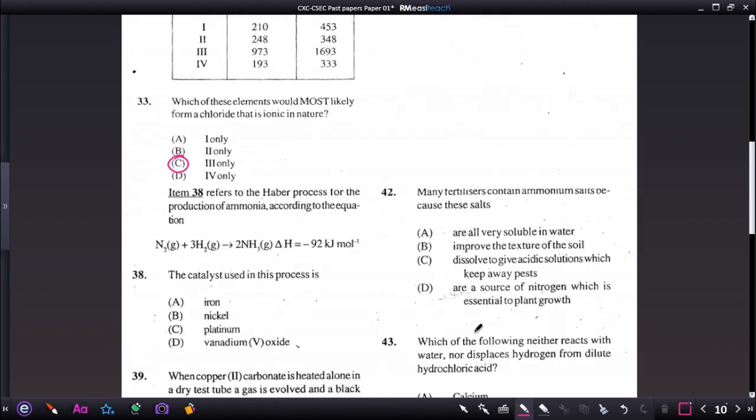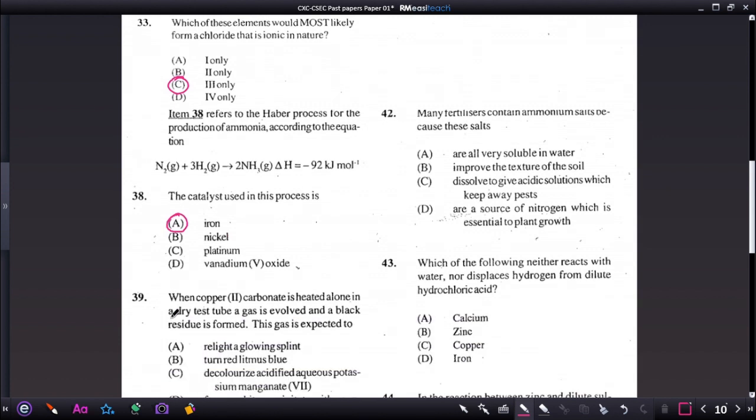38. Item 38 refers to the Haber process for the production of ammonia according to the equation, where we have nitrogen gas plus hydrogen gas to give ammonia. The catalyst used in the process is iron. We know that the Haber process is catalyzed by iron.